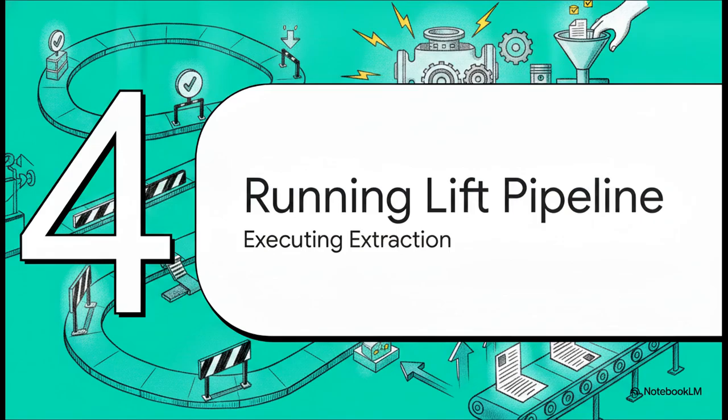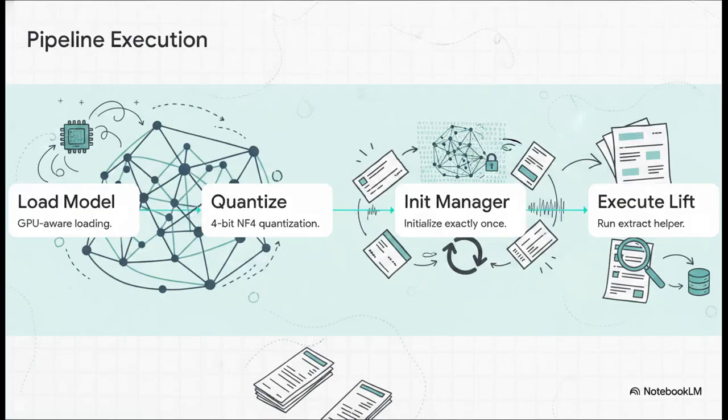Section 4. Running the Lift pipeline. Okay, let's talk about the code mechanics, because they are beautifully optimized in this pipeline. We start with GPU-aware model loading, and we apply 4-bit NF4 quantization. Since we're dealing with that massive 9 billion parameter model we talked about, this step is absolutely vital to save VRAM. Otherwise, it simply wouldn't run on a standard GPU without running out of memory.